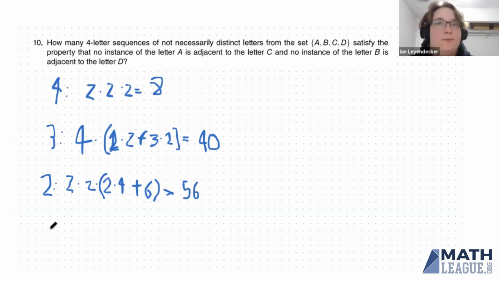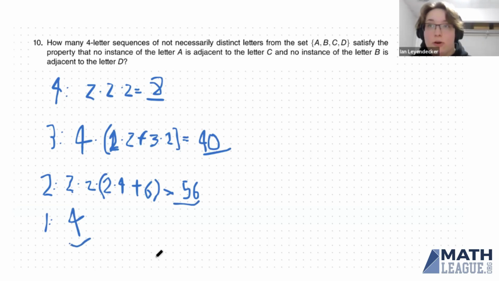And then finally, if the sequence only contains one letter 4 times, then there are going to be 4 possible sequences: A, A, A, A, B, B, B, B, C, C, C, C, or D, D, D, D. So the total number of 4-letter sequences that satisfy the given condition is going to be 8 plus 40 plus 56 plus 4, which comes out to 108.